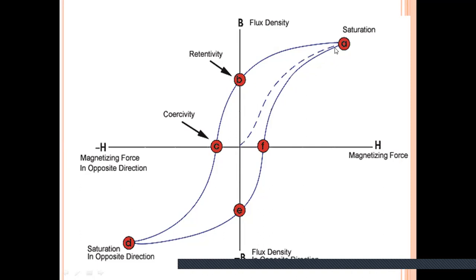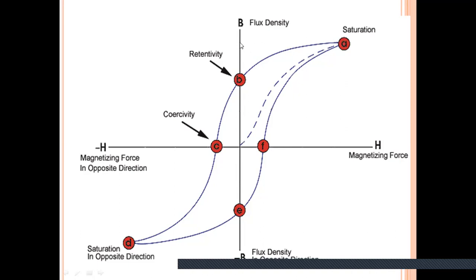But this curve should come like this. As we remove the external magnetization force from this point to this point, you can see this curve going like this. That is the flux density curve going like this. This is the flux density. Here you can point out the flux density.